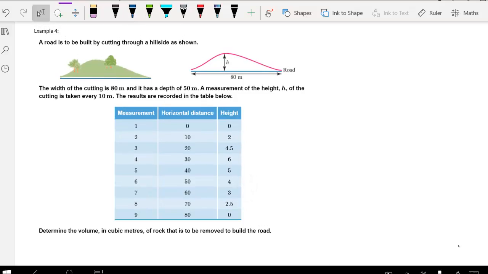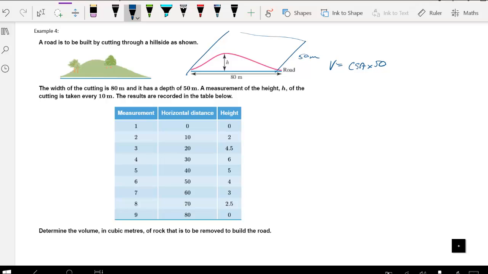This time we're just using it to approximate an area. So a road is to be built by cutting through a hillside as shown. So we've got this cross section, which is the hillside. The width of the cutting is 80 meters and has a depth of 50 meters. So that means it goes on like that for 50 meters. In the end, we're looking at our volume is that cross-sectional area multiplied by the depth, which in this case is 50. We want to determine the volume.